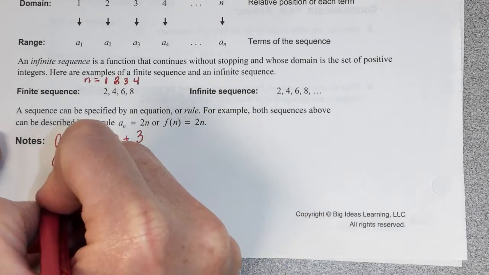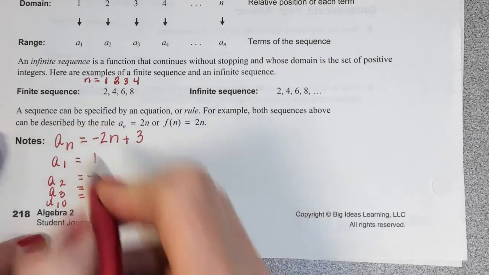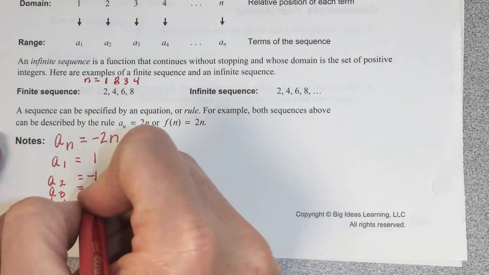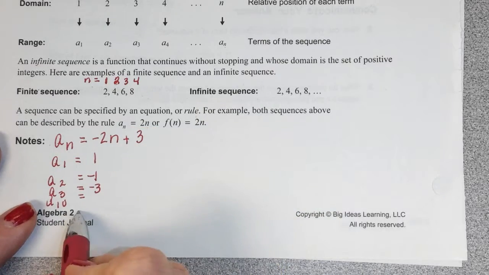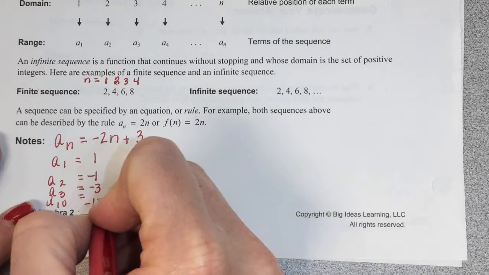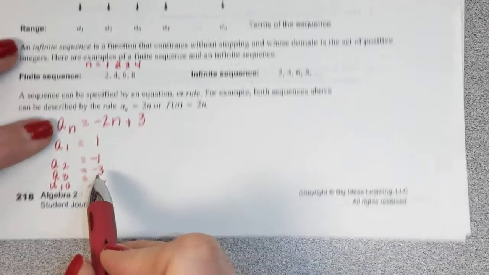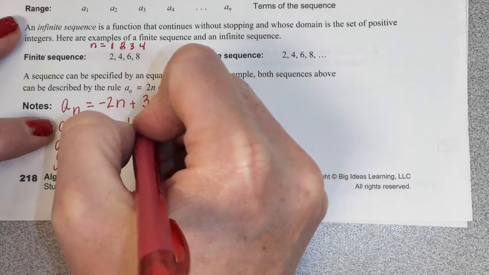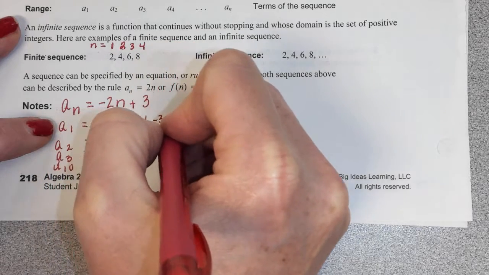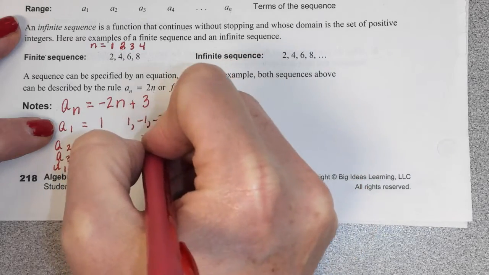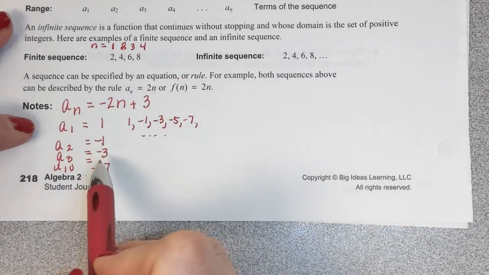Let's squeeze in a sub 3. I want to do one more in there. A sub 3, what are we going to get? Negative 3. A sub 10 now, if we plug in 10, what do we get? Negative 17, right? So can you see now what this pattern would be? This pattern would go 1, negative 1, negative 3, negative 5, negative 7, dot, dot, dot, right?